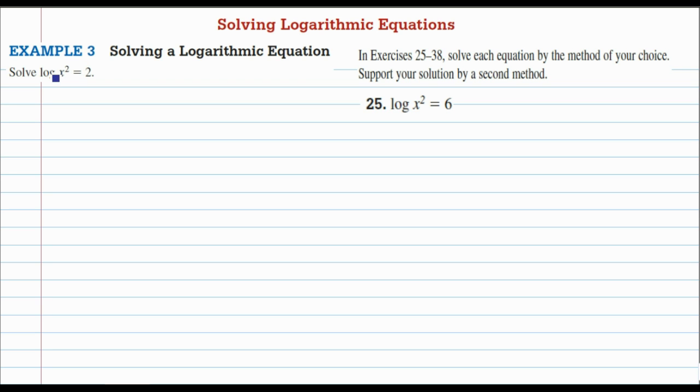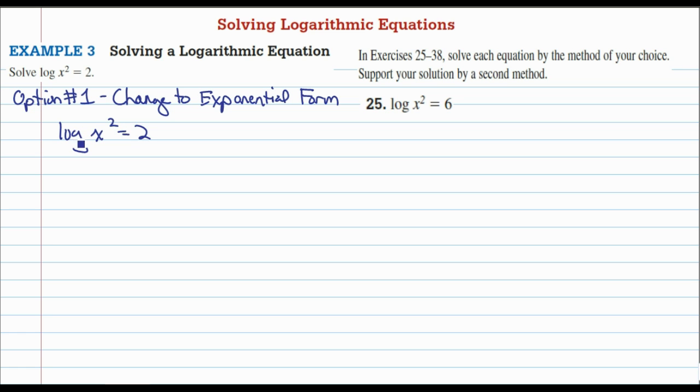So first, the log of x squared equals 2. Well, I can't solve for the x that is inside the log, so instead I'm going to change this to exponential form, which is going to make it a little bit easier. So that would be option 1.